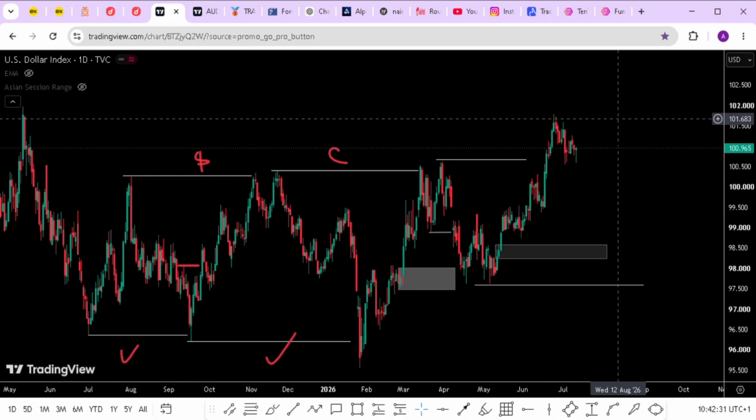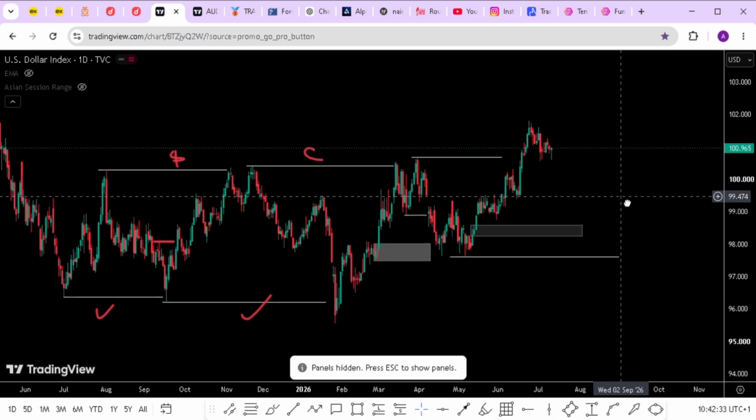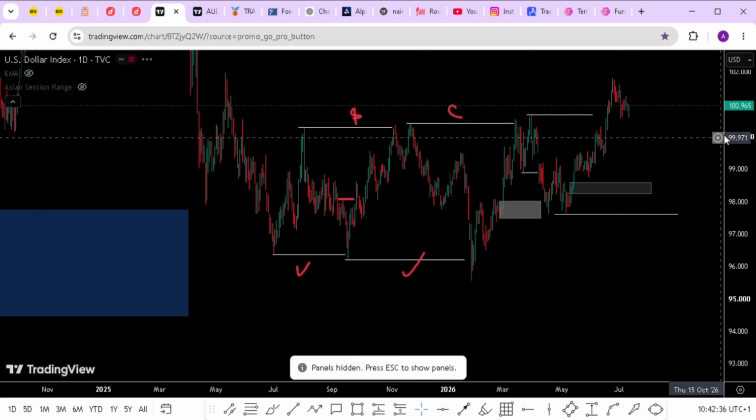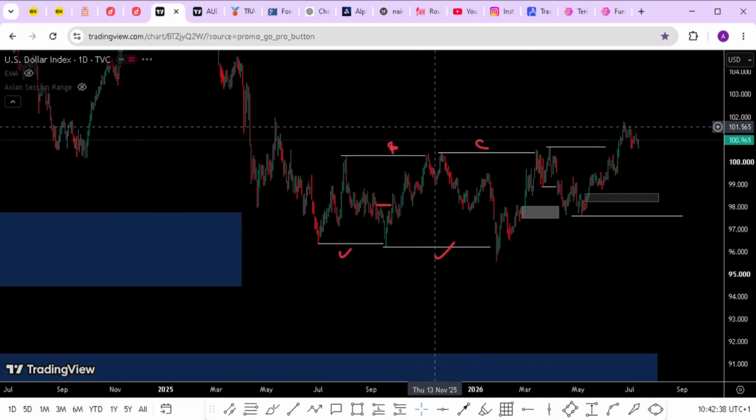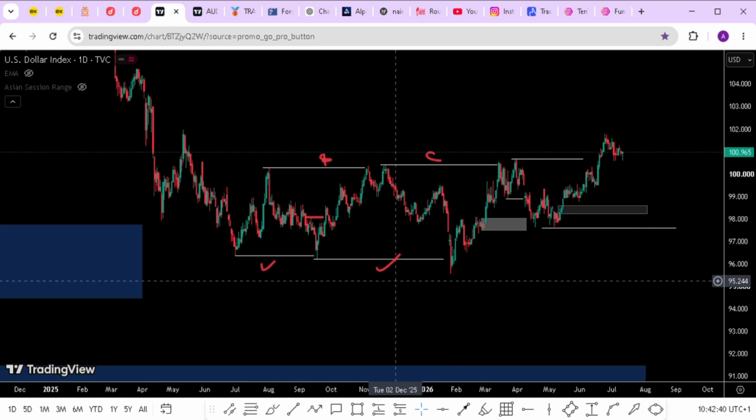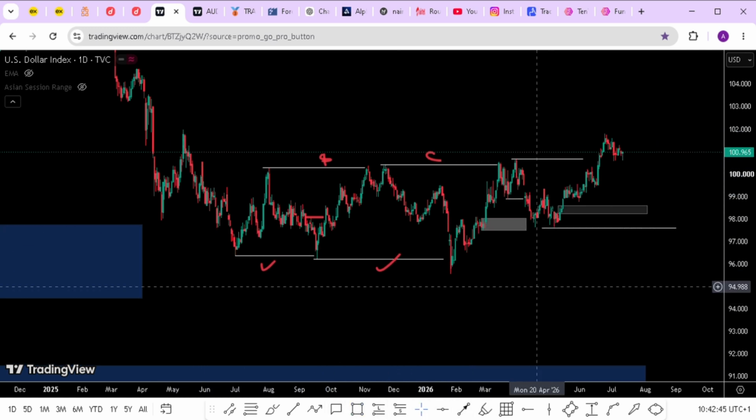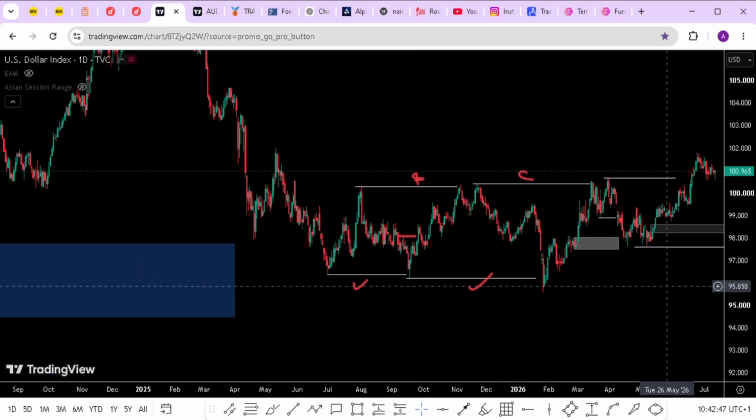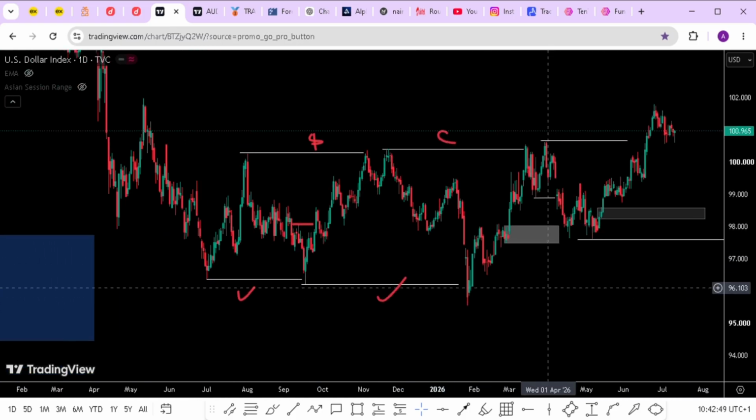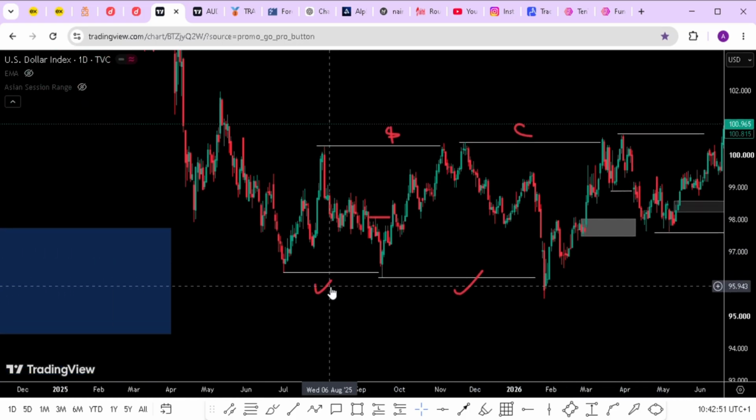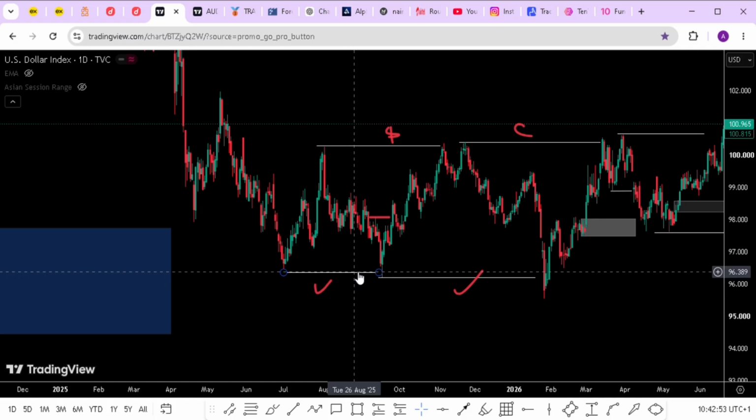This is DXY, and you can see this DXY daily time frame. I don't need to go to a bigger time frame. The daily time frame has already shown us what the market is doing. Following our procedure, you can see that this is the last break of structure the market did, although the market did not close below.